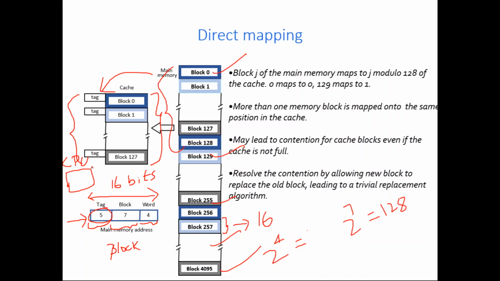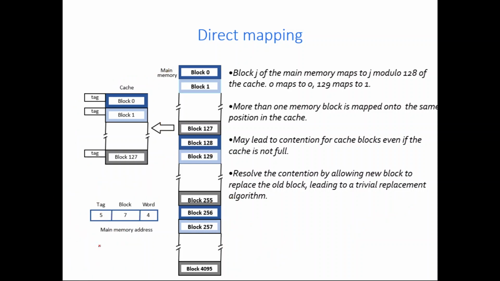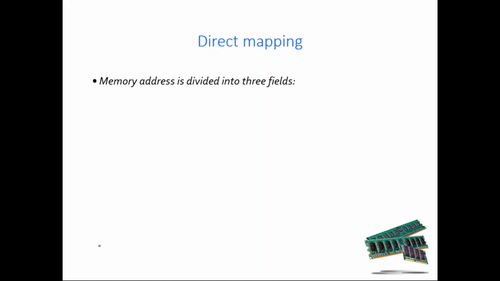So that is represented by the last 5 bits. The last 5 bits say whether a particular block from the main memory is currently in the cache or not. Whether a particular block from the main memory is currently in the cache or not, that is identified through these last 5 bits. Fine. So this is about direct mapping.